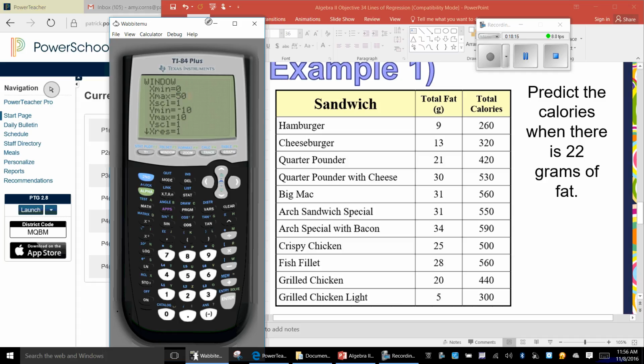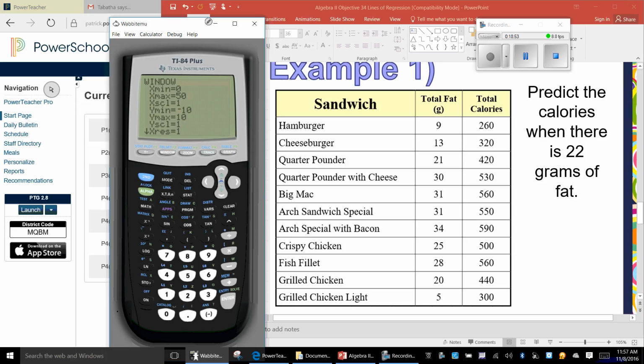And I'm also going to tell you this. Make sure your prediction is included in your window. Like, what are we going to be predicting when x is 22? Okay? We want our fat grams to be 22. So I need to make sure that 22 is somewhere in between 0 and 50. Because if it's not, let's just say I wanted to predict when the fat grams were 55. Well, right now I'm only going from 0 to 50. So will the calculator find it if it's not in it? Does that make sense? So when the fat grams are 22, it's going to work.